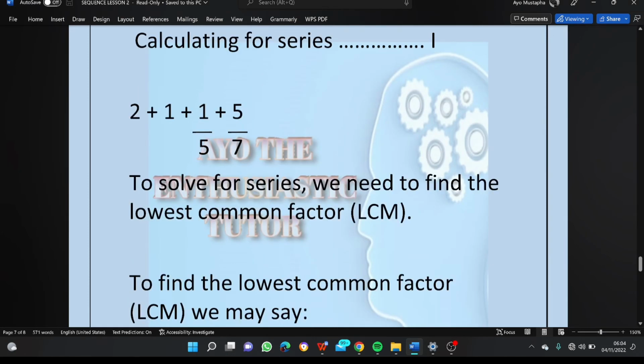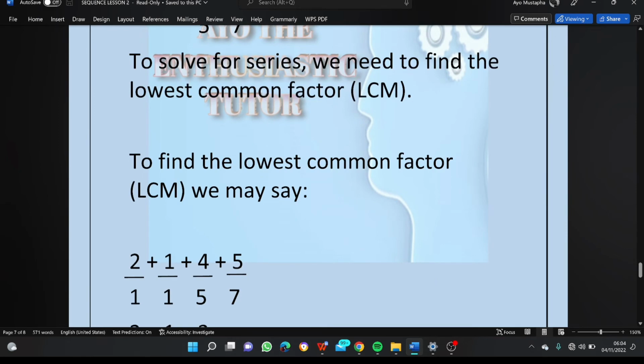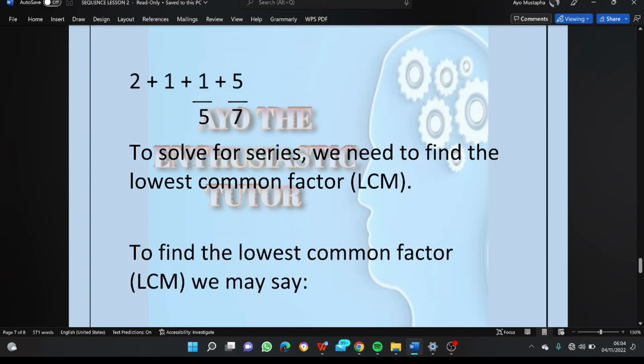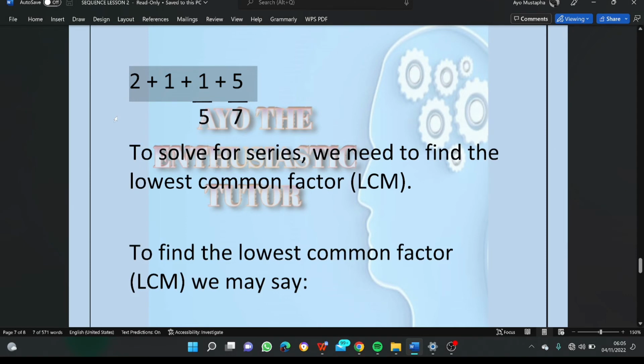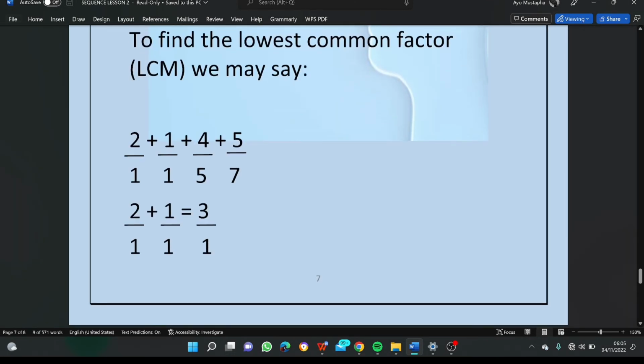So to solve for series, we need to find the lowest common factor as our LCM. Now to find the LCM, the lowest common factor, we may say 2 as well as against what we have here. We may then say 2 over 1 plus 1 over 1 plus 4 over 5 plus 5 over 7. This is the same thing as what we have here.